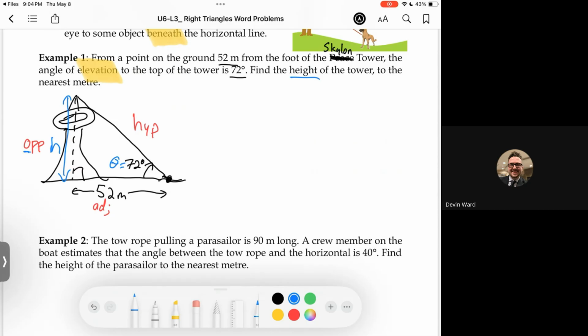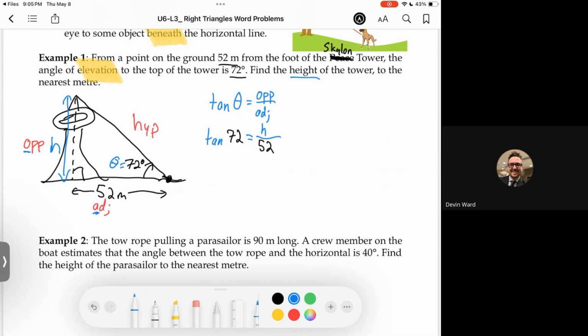Okay, so I have an angle. I know that I'm looking for the opposite side, and I also have 52, which is my adjacent side. So which trig ratio has O and A? Well, that would be TOA, which stands for tangent theta is equal to opposite over adjacent. So I can sub in my numbers. I have tan of 72 is equal to H all over 52 meters.